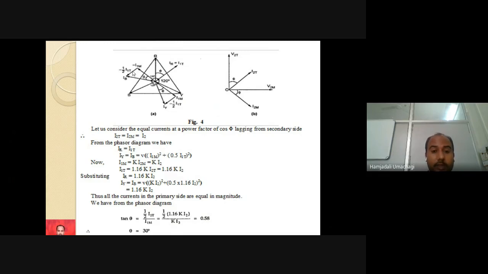Sin theta by cos theta. Cos theta means the adjacent side, so the adjacent side is minus I1m. So tan theta is minus half I1t divided by minus I1m. Minus minus gets cancelled, and simply half remains. What is the value of I1t? I1t is 1.16 k times of I2, so substitute that. And the value of I1m is k times of I2. So k I2 gets cancelled, and tan theta is half of 1.16, which is 0.58. So theta is equal to tan inverse of 0.58, which is 30 degrees. So the power factor angle in this case is 30 degrees.